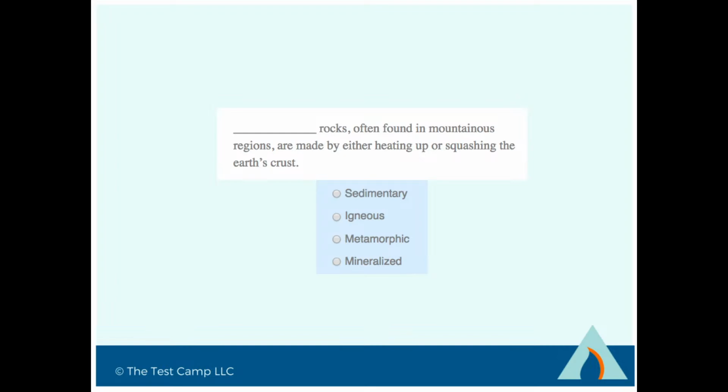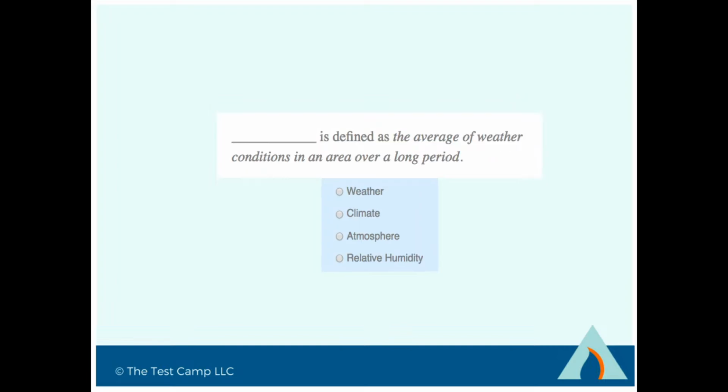Is this Earth science? Sure it is. It's the study of the Earth. It's geology. One more sample here. Let's give you another one here. Which concept are we talking about here? Right, atmosphere. Very good. And let's do one more.